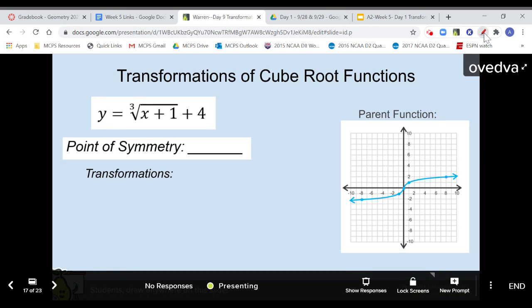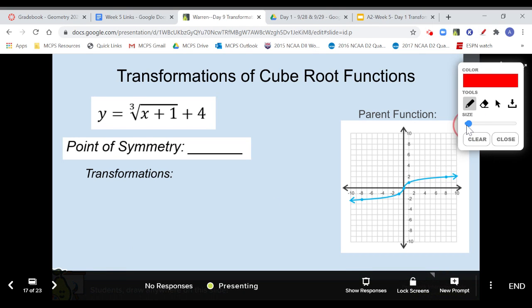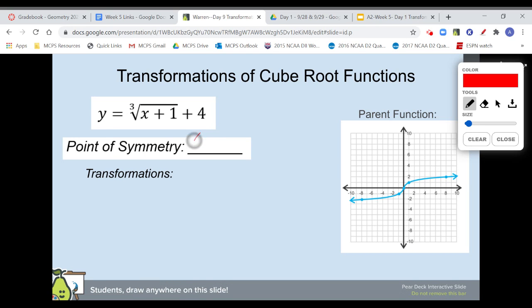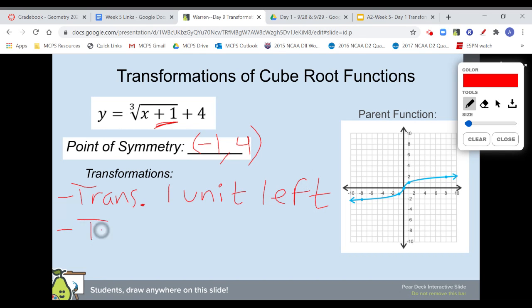Okay. I want to do one more of these examples, honestly, and then I think that we are good. But yeah, so this one, I'm going to start again, point of symmetry, opposite inside the root symbol, so that becomes a -1, and then I have 4 from outside. There's no negative signs in this whole thing, so I don't have to worry about any of the reflections. I only have 2 transformations, and one is going to be a translation of 1 unit left, again, always opposite under the square root symbol. And then I also have a translation of 4 units up.